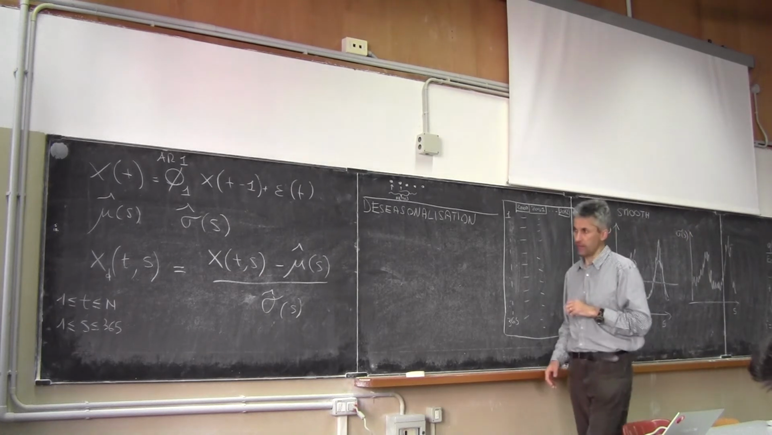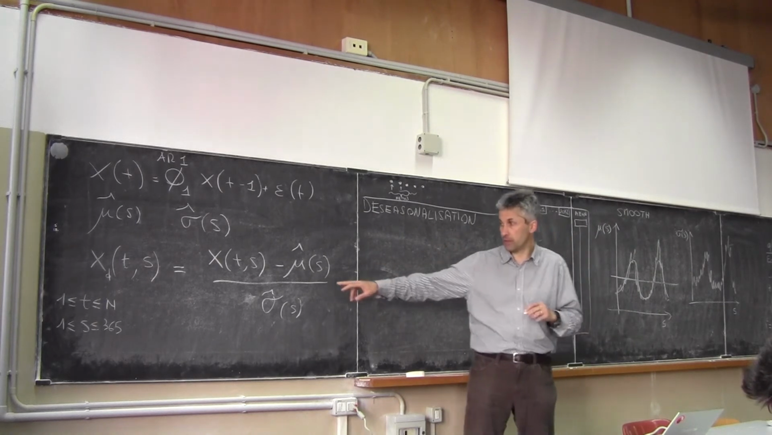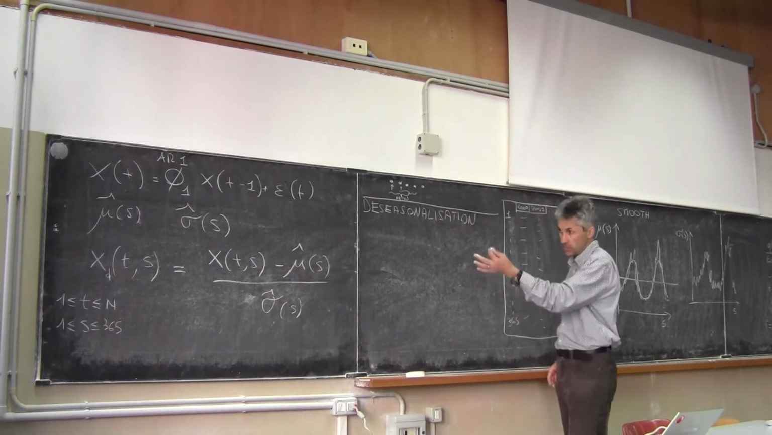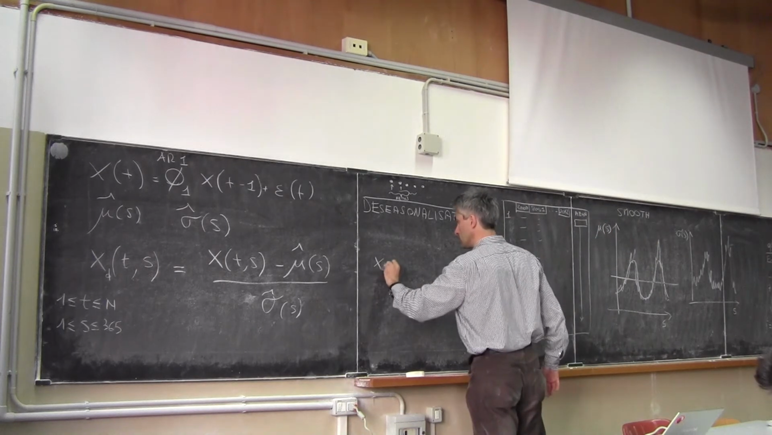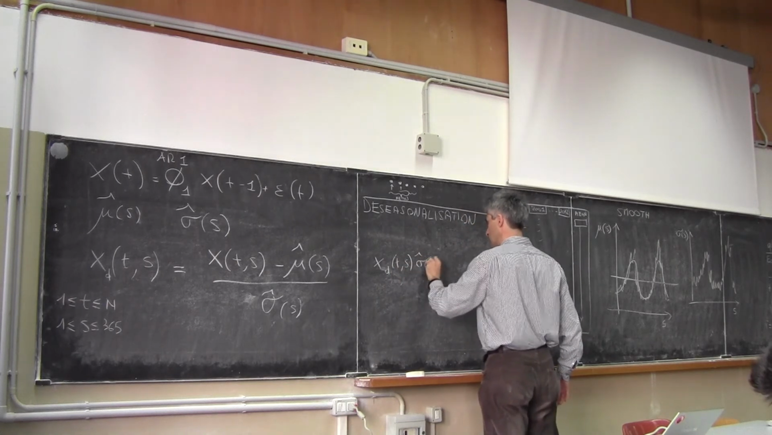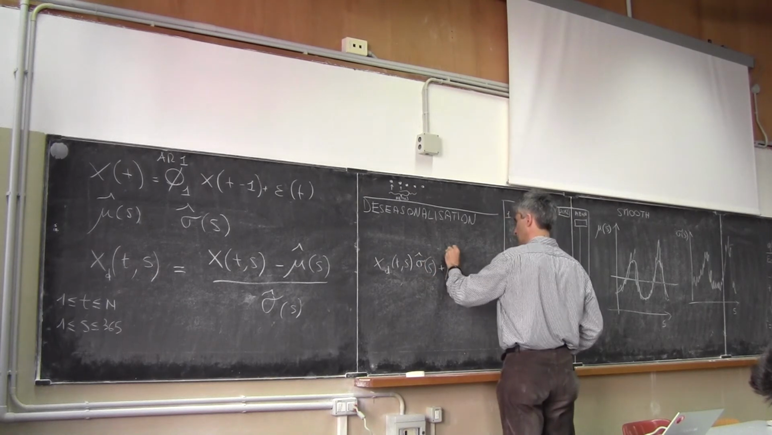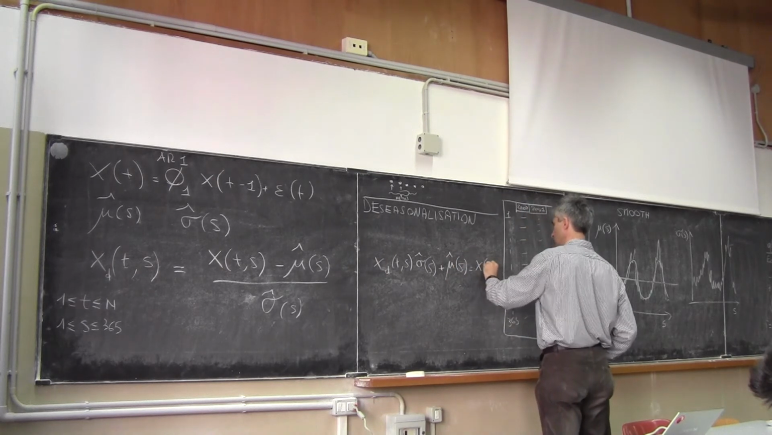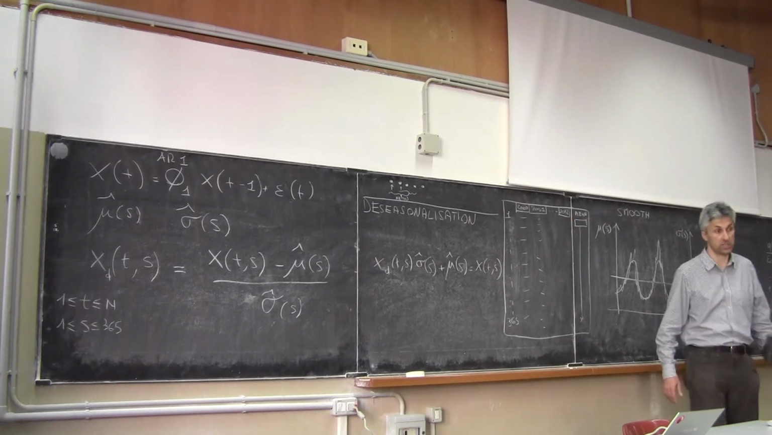And what is the anti-transformation that we can perform? It's very simple. If we want to go back to x, it's very simple by inverting this relationship here. You can write that x_t,s times sigma hat s plus mu hat s is equal to x_t,s. This is the anti-transformation, which is very simple, of course.